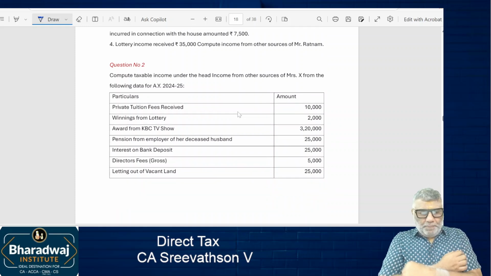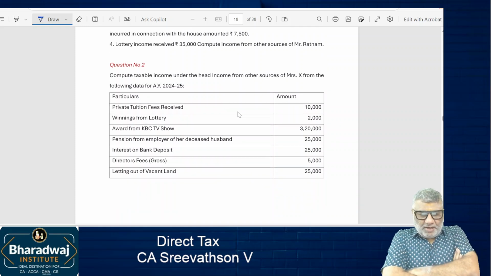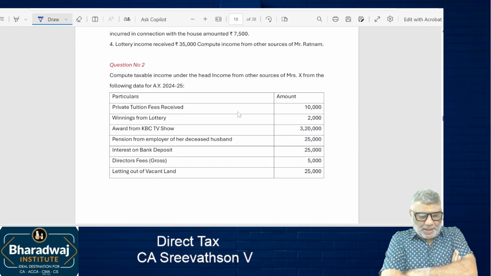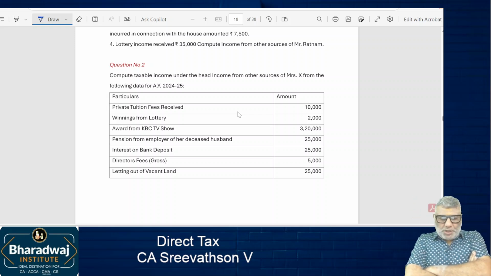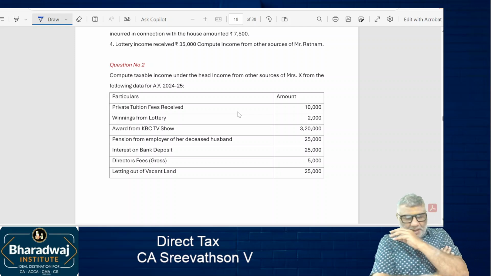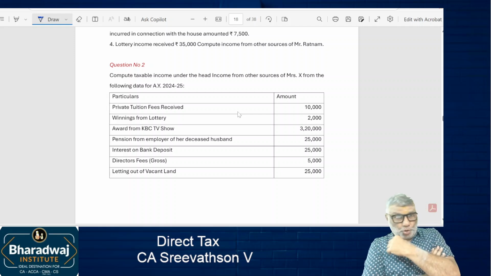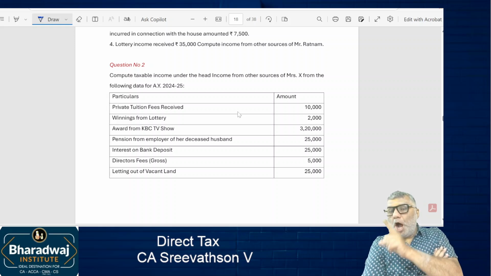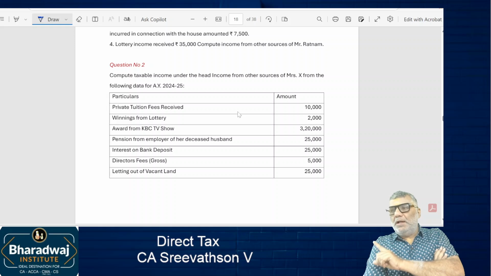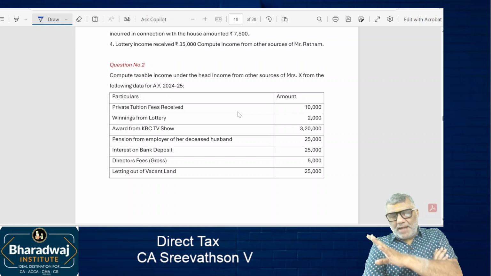Question number 2. Compute taxable income under the IFOS of Mrs. X from the following data. Private tuition fees, winnings, award, pension from employer of a deceased, family pension, that is the only one available for deduction, interest on bank deposit, director's fees, and letting out of vacant land, that is known as ground rent, which is also taxable in IFOS. Please remember, house property only is taxable in IHP. Vacant land is taxable here.